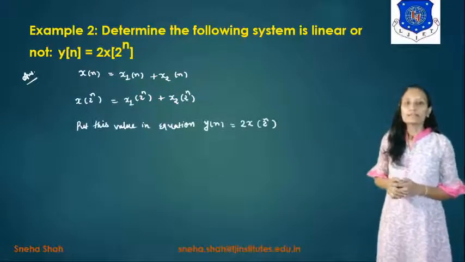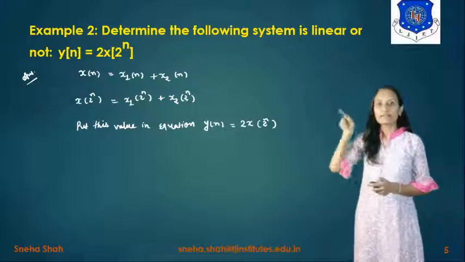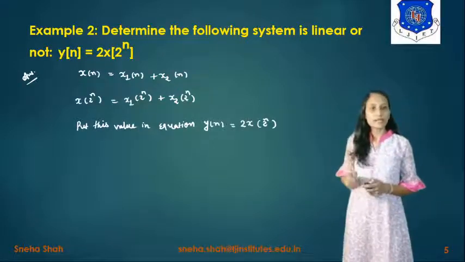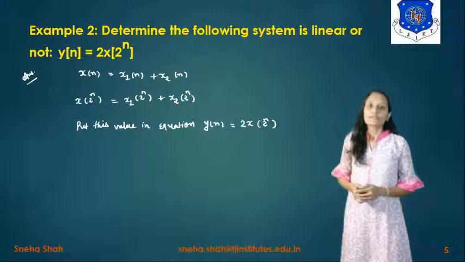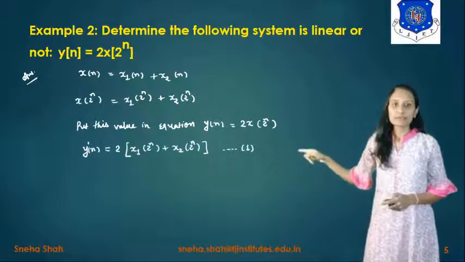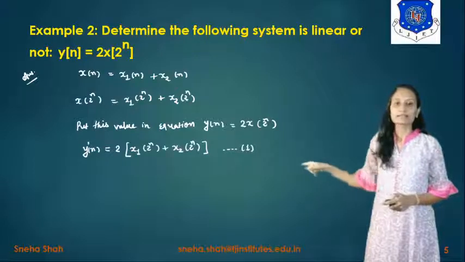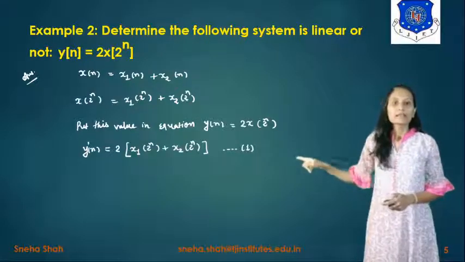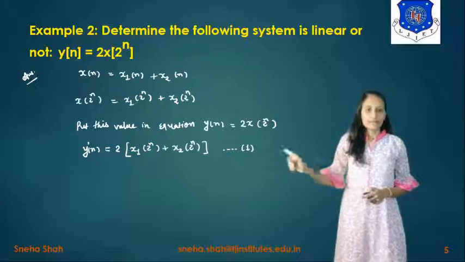Now we put this value in the equation y of n equals 2 into x of 2 raised to n. So what will be the output? The output will be considered as y dash of n equals 2 into x1 of 2 raised to n plus x2 of 2 raised to n. So this is equation number 1.